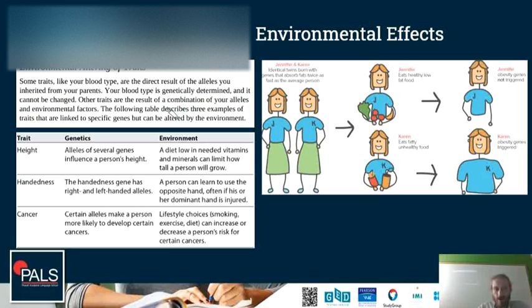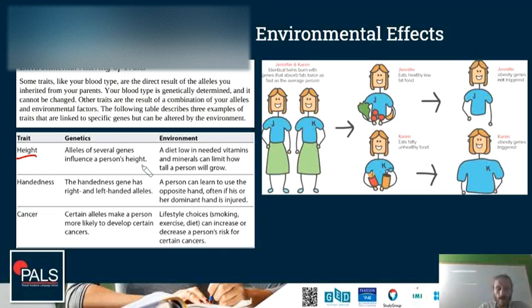However, some other traits are the result of a combination of your alleles, of your DNA, and environmental factors. Now, the following table describes 3 examples of traits that are linked to specific genes but can be altered by the environment. We have body height, for example. Here we have several genes, not only one gene, with different alleles that influence a person's height.